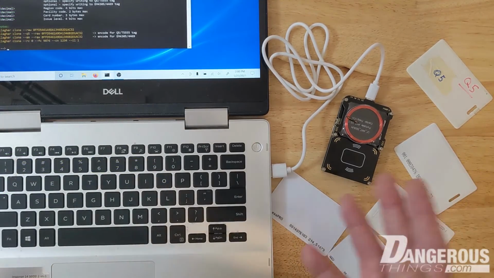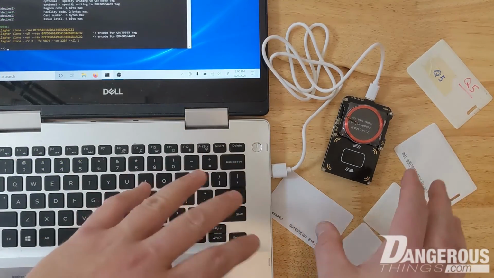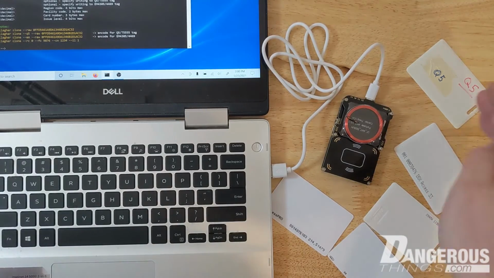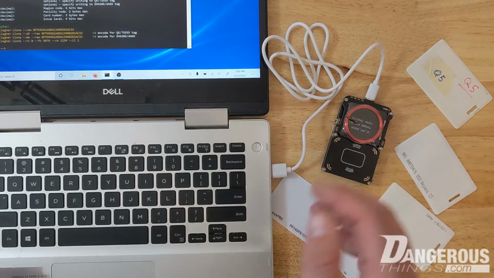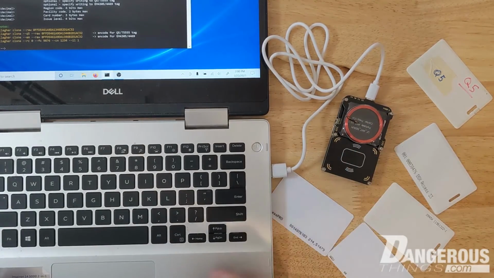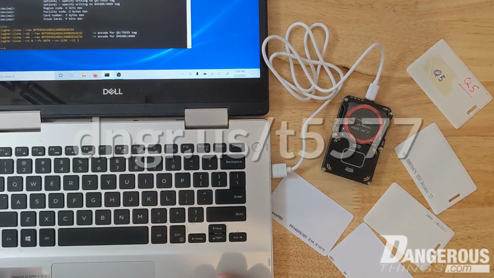So that's the video, and I hope you understand now how to walk through and determine on the LF side what kind of card you're dealing with, or fob, and then exactly how to get it cloned into a T5577 product like the Next or an XCM or any other of our products that have the T5577 chip.